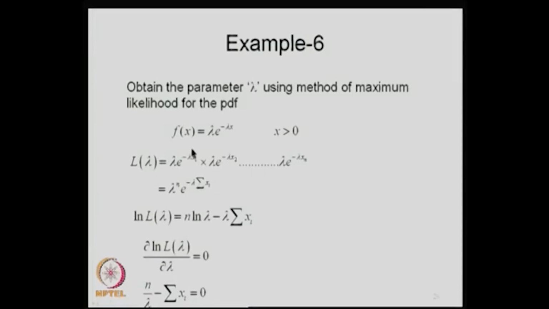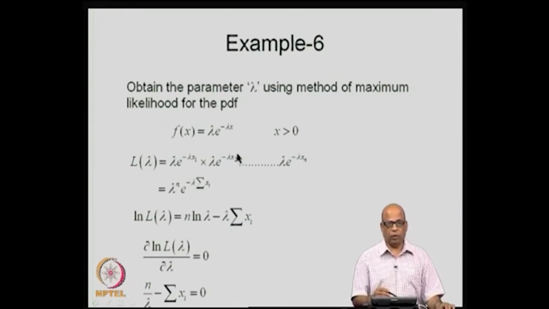Let us take a simple example to demonstrate how we estimate the parameters using the method of maximum likelihood. We will again take the same example of the exponential distribution as we considered for the method of moments. F of x is equal to lambda e to the power minus lambda x. So, the parameter is lambda here. We formulate the likelihood function L of lambda is equal to lambda e to the power minus lambda x 1 into lambda e to the power minus lambda x 2 etcetera.